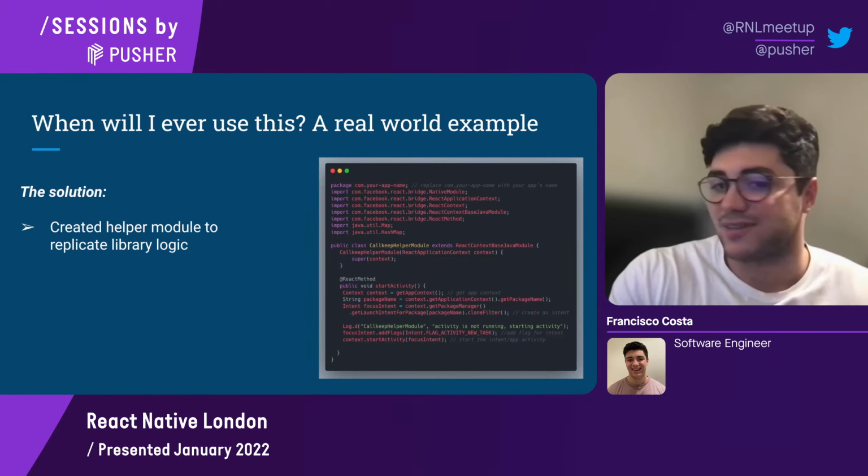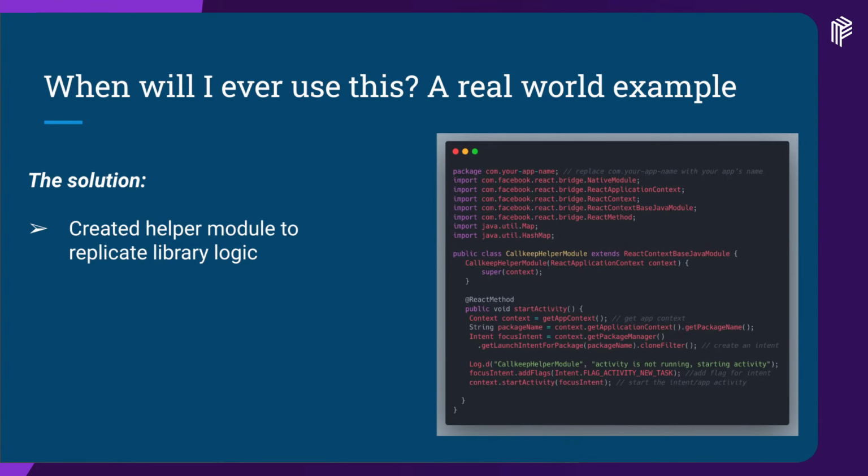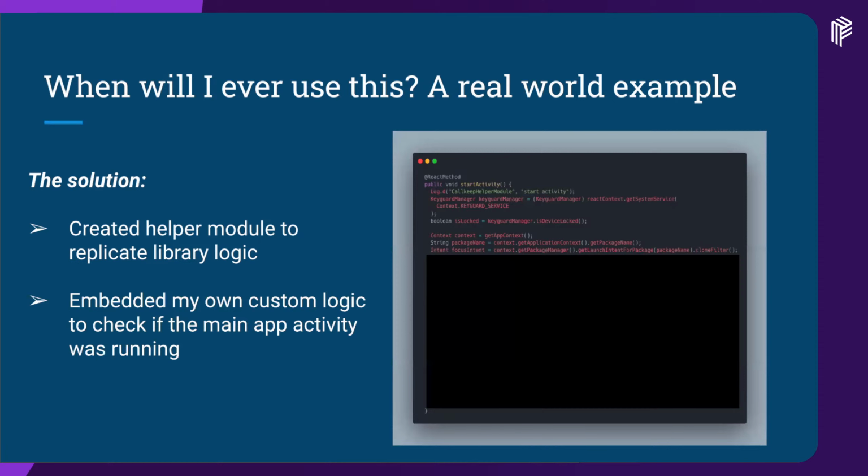So I started off with this class and tried to recreate some of the logic that I would need. In the start activity class, what I first did was I got a key guard manager from React context using our wonderful class that we extended. After this, I was able to create a variable to check if the phone was locked. Then I was able to start creating the intent I would use to launch the React Native activity.